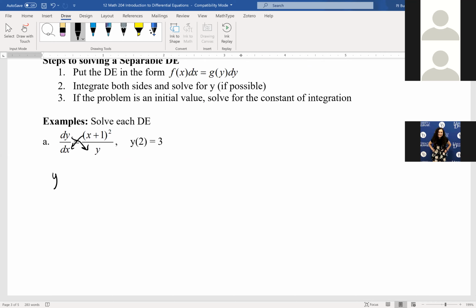So y dy is equal to (x plus 1) squared dx. Everybody agree with that? Okay. So that was very easy to get from the initial differential equation, and now it's separable, right? Because it's got all y's on one side, all x's on the other. So at that point, we can integrate both sides.